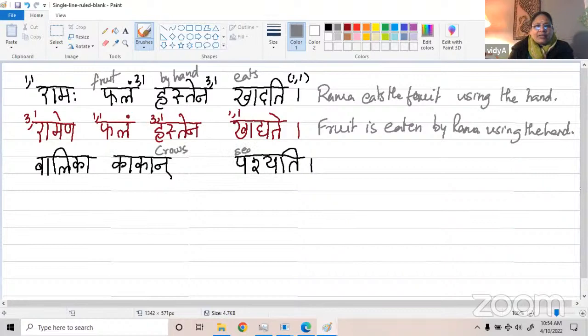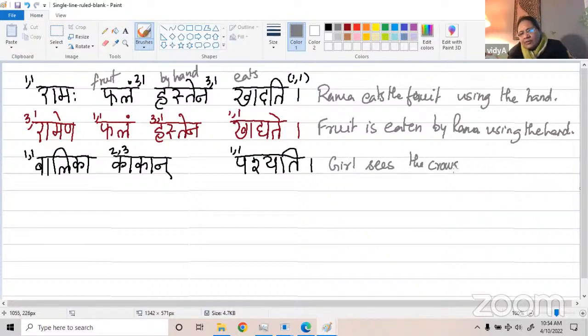Okay, since I'm writing the whole sentence by itself, I don't need to squish in the forms. I can just use the vibhakti. 1, 1, 2, 3, and 1, 1. And the meaning is girl sees the crows. Now, in the Karmani Prayogaha, the verb actually takes a different form. It takes the Plural.